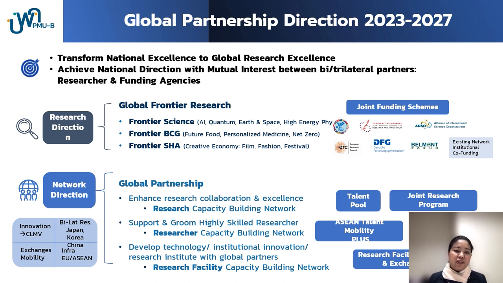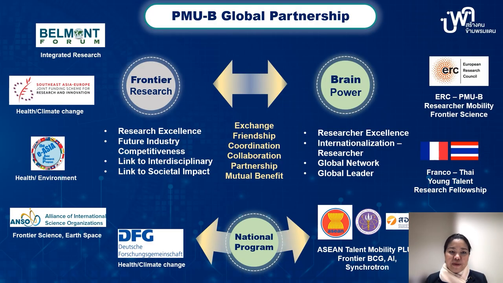And not only that, we want to develop technology and exchange research facilities so we can leverage the research facilities that we have in each of our countries as well. For example, there are various programs that we can come up with, which is quite flexible. Maybe innovation development, a technology transfer program together, or bilateral, trilateral exchanges, mobilities, and looking at sharing resources and sharing infrastructure as well. PMU-B is honored to have the opportunity to work with various international funding agencies.